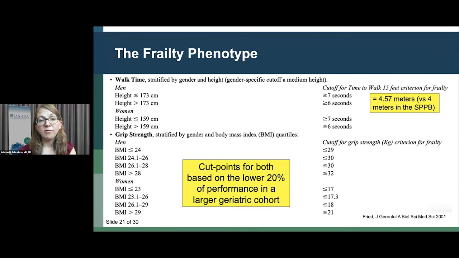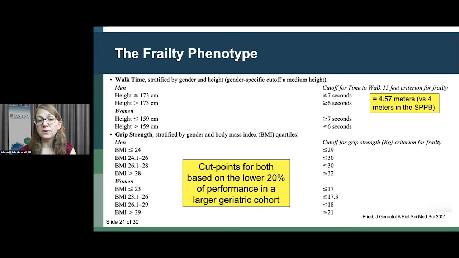The original reference for the Frailty Phenotype uses a walk time that's stratified by gender and height. And then there's specific cutoffs that were based on the lower 20th percentile of performance in this large geriatric cohort where the test was first established. The walk distance for this is 4.57 meters, so just a little bit different than the short physical performance battery. And then the grip strength is done using a handheld dynamometer with specific cutoffs based on gender and BMI.